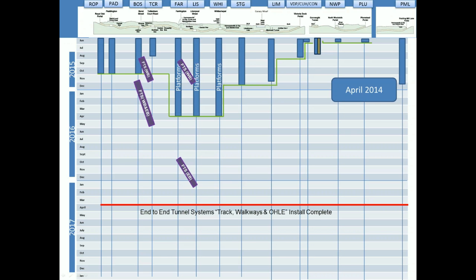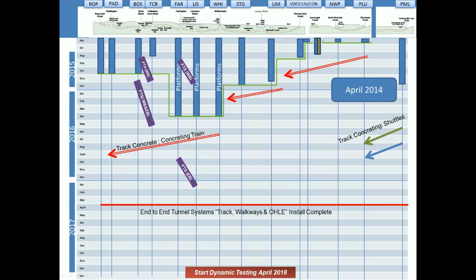We knew that was going to be time consuming, and we were trying to bring that up as much as we could into the heart of the program, get it done early, or at least in parallel with the rest of the operation. And then comes along our track concreting train, the red parallel lines, seen as the most efficient way of concreting in the track. We're not using a concreting train everywhere. You see on the right-hand side, we're using track concreting shuttles.